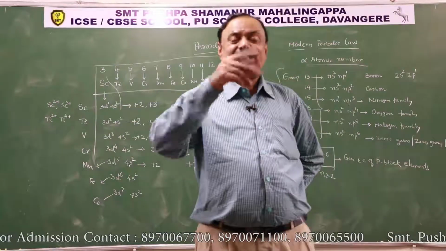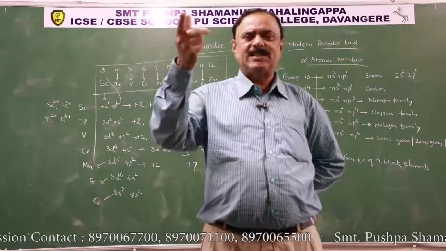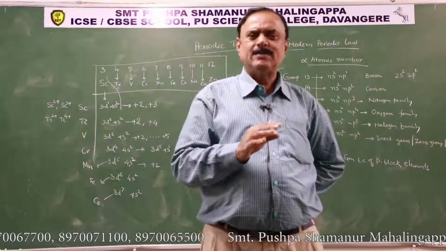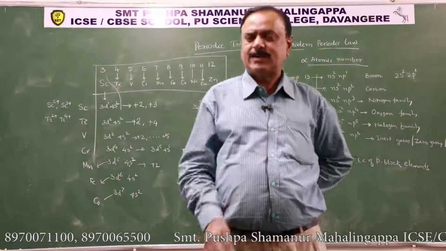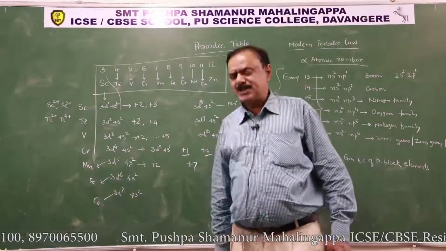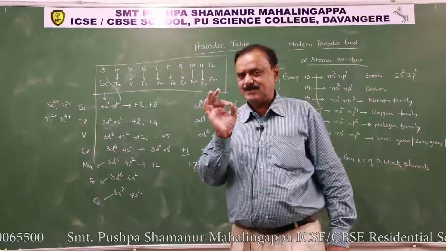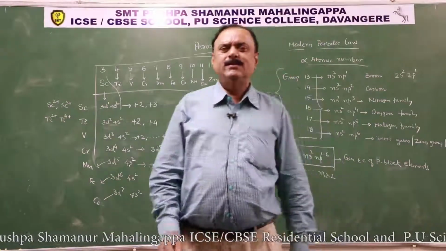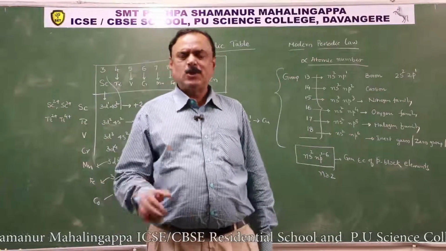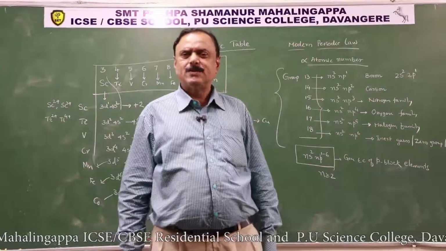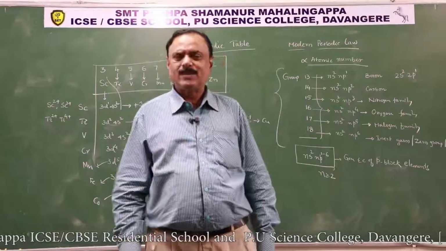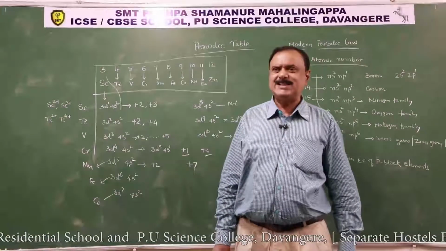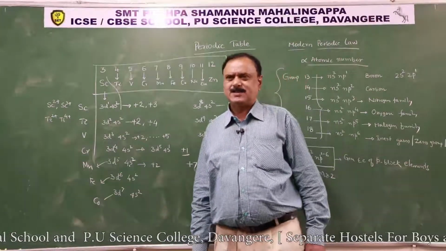Now, what are -ous and -ic? Stannous, stannic, manganous, manganic, chromous, chromic, and ferrous and ferric. In the pronunciation itself, if we have -ic as the suffix, that is a good oxidizing agent. Ferric is a good oxidizing agent. Cupric is a good oxidizing agent. Chromic is a good oxidizing agent. Therefore, any species ending with -ic is a good oxidizing agent.